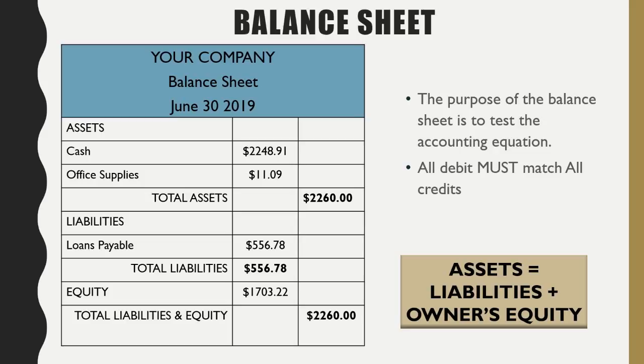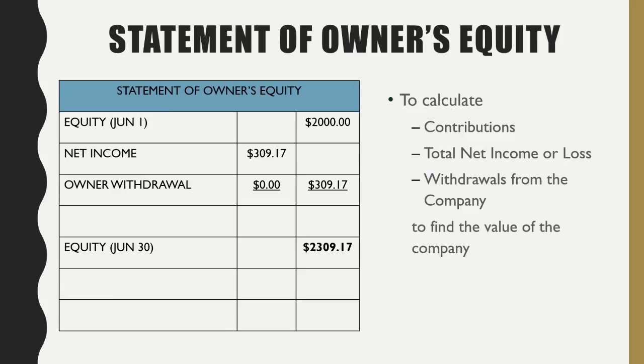Now, once again, the purpose of this is to ensure the accuracy of your accounting by making sure that the accounting equation holds true. If you have a discrepancy here, then you've already figured out that you're missing something, you've journalized something incorrectly, or you have an error somewhere in your assets or your liabilities. The equity is going to come from your previous statement, which is your owner's equity.